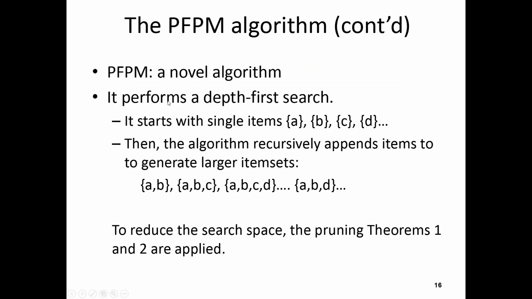So how does it work, the algorithm PFPM? PFPM is for Periodic Frequent Pattern Miner. It does a depth first search. It will start from the single items like A, B, C, D, and then recursively it will append some items to them to find larger item sets. Like from A, we do AB, then we add C, ABC, then ABCD, and so on. And then we will look at all the possibilities. And of course, we don't want to look at all the possibilities. So we also apply theorems 1 and 2 to try to reduce the search. Don't look at all the patterns, to make it efficient.